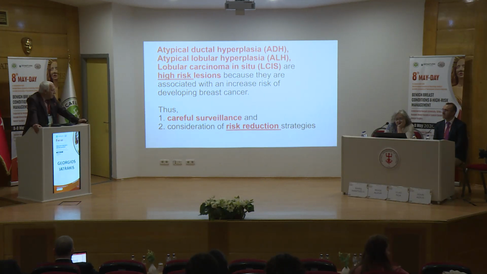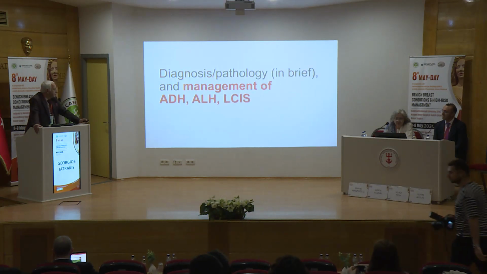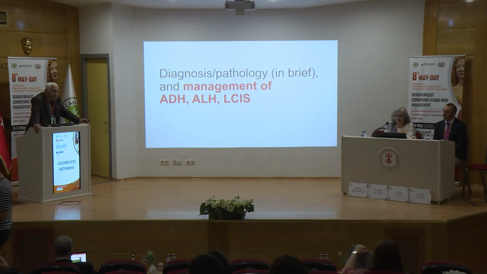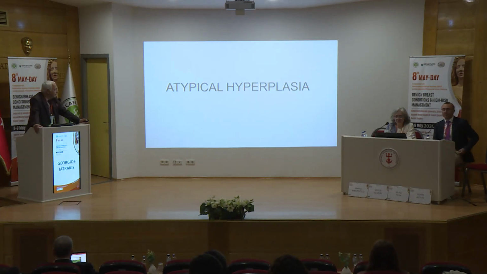What are the main guidelines about these three entities? Careful surveillance and consideration of risk reduction strategies. That means avoid some things like obesity, and maybe counsel the woman to take some drugs depending on her age. First of all, we must have a correct diagnosis.